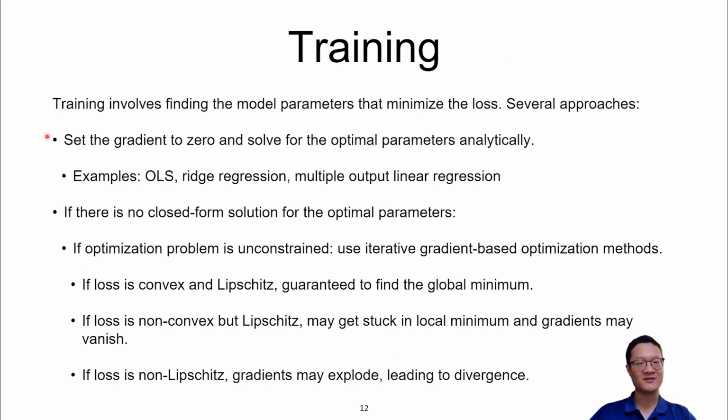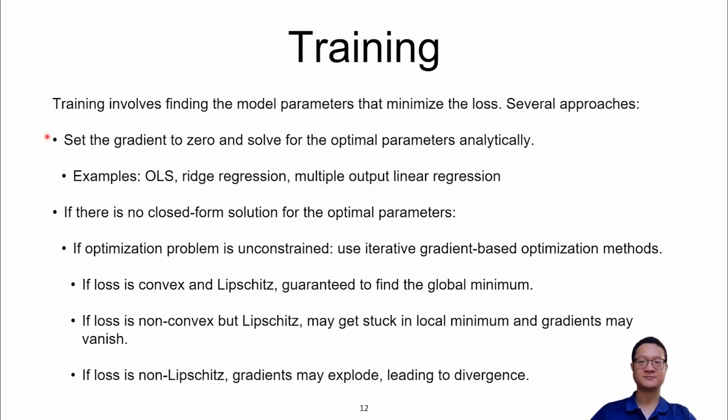Training involves finding the model parameters that minimize the loss, and we have seen several different approaches for doing this. The first approach we saw was in ordinary least squares, ridge regression, and so on. The way we trained those models was to set the gradient to 0 and solve for the optimal parameters analytically. Sometimes that's not possible. In that case, there would be no closed form solution for the optimal parameters.